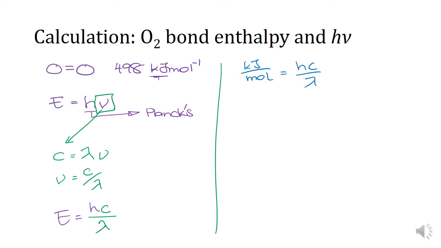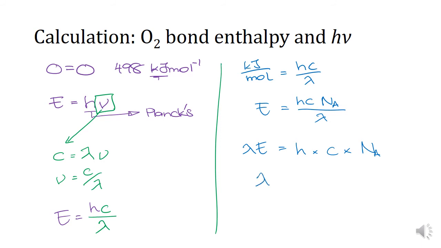Sorry, would be nice if I could consistently draw something that looked like a lambda. So I need to multiply both sides by Avogadro's number. So it's h c Avogadro's number on lambda. Then it's lambda that I'm trying to find, so I multiply both sides by lambda. So lambda E is Planck's constant times the speed of light, which is a constant, times Avogadro's number, which is a constant.